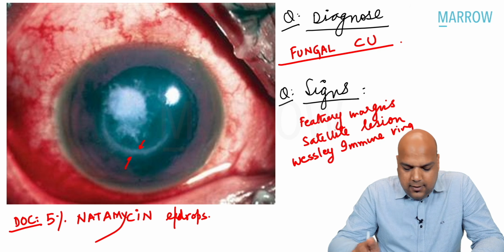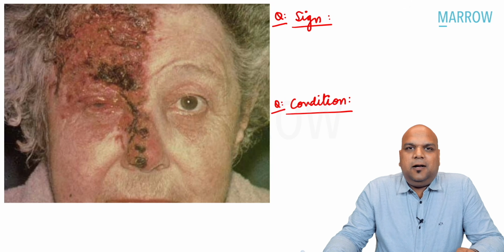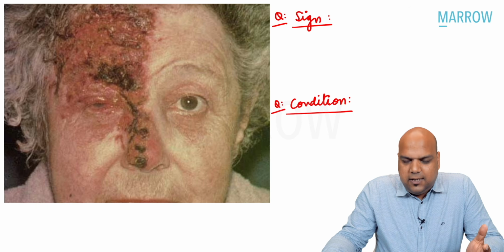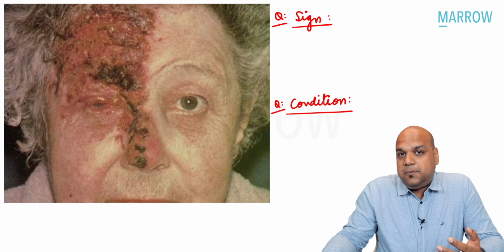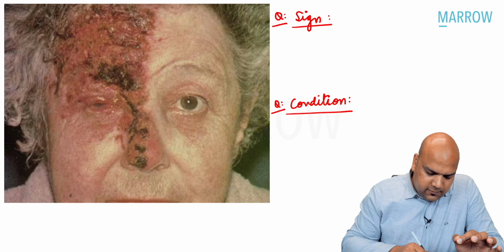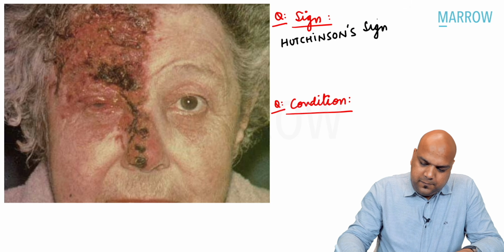Right, guys? Done. So this image you may have seen various times in various subjects, in derma, in medicine, in microbiology, and maybe I have also shown you. So what is the sign first of all? I know you know the diagnosis, probably you're thinking about the nerve, but what is the sign? That's what we're interested in. First of all, the name of the sign. The name of the sign is Hutchinson's sign. Very good, guys. Now, what does Hutchinson's sign tell us?